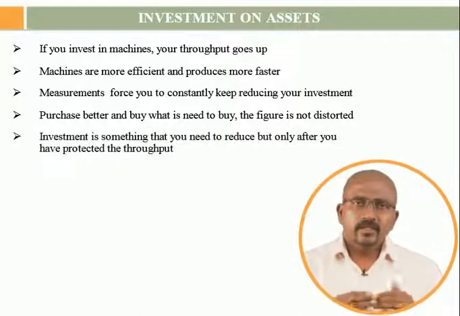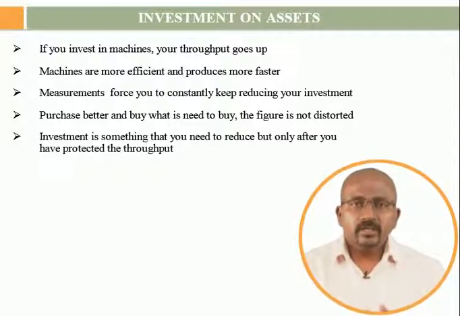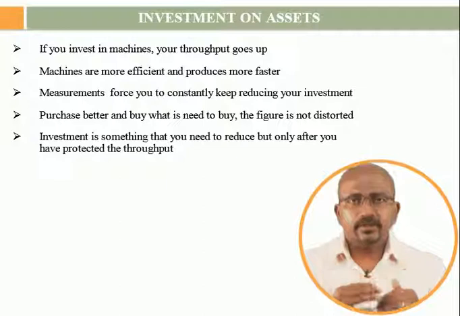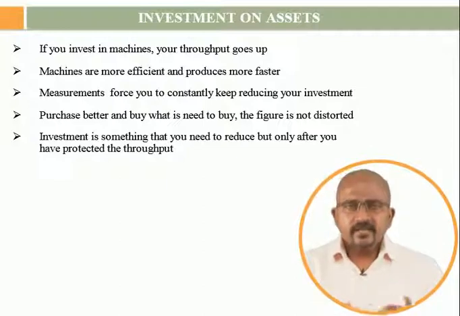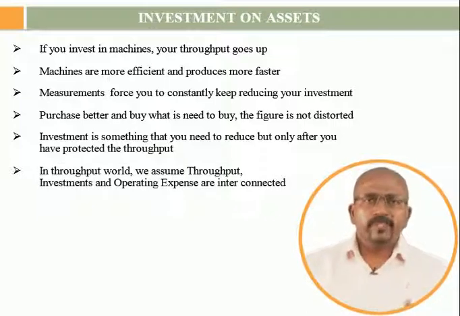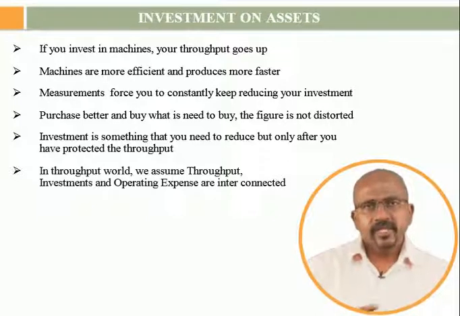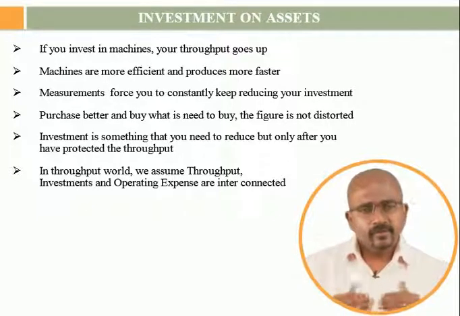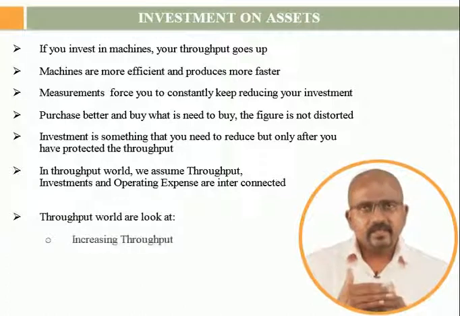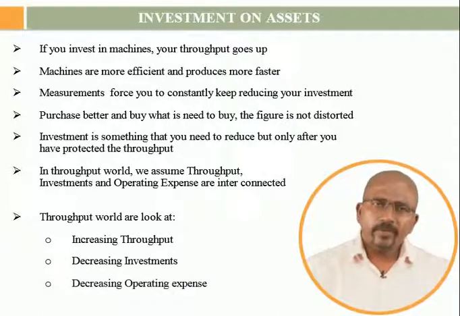Investment is something that you are supposed to reduce, but only after you have protected the throughput. As I said, in throughput world, we assume that throughput, investments and operating expense are interconnected, and we gave them a priority. First look at increasing throughput, then look at decreasing investment, then look at decreasing operating expense. Let's look at another example.